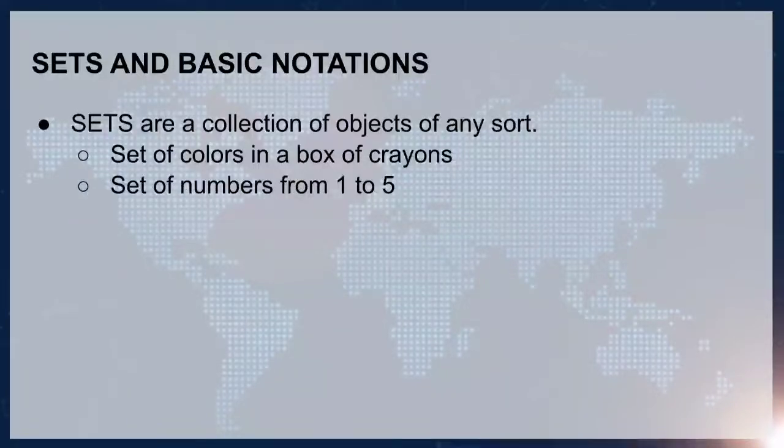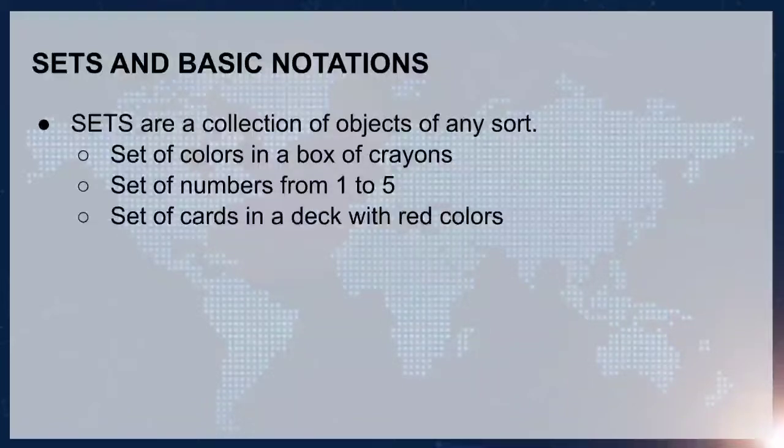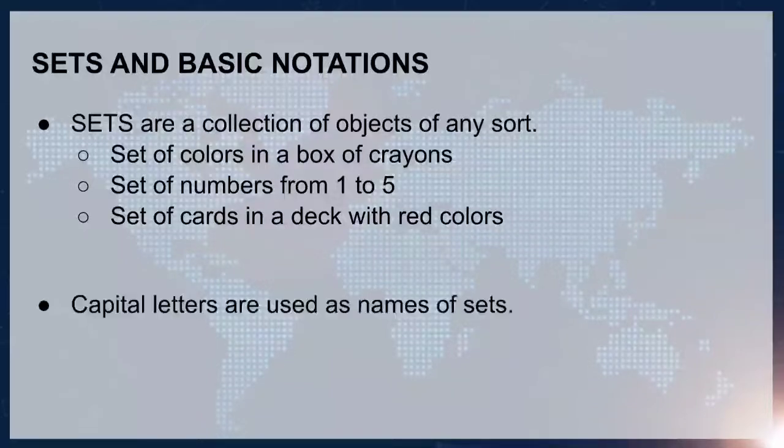Another example is a set of numbers from 1 to 5. That's 1, 2, 3, 4, and 5. That's a set. Or we can say a set of cards in a deck with red colors, just those with red colors. Okay, so sets are a collection of objects of any sort, of anything.